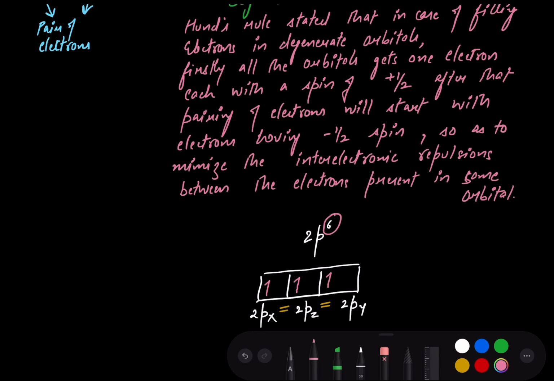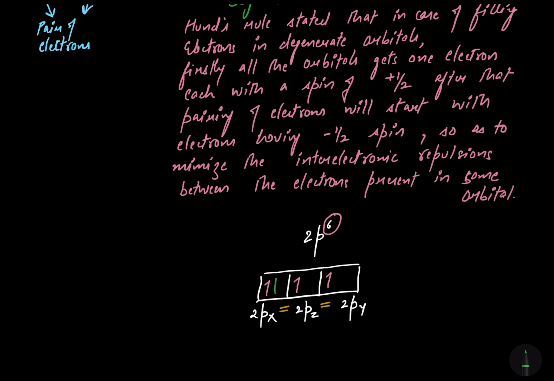Now the fourth electron will go like this with a spin of minus half. Now it's the fifth electron with a spin of minus half, and it's the sixth electron with a spin of minus half. So that's the Hund's rule, that firstly we have to fill electrons in all the orbitals with a spin of plus half. After that, pairing will start.